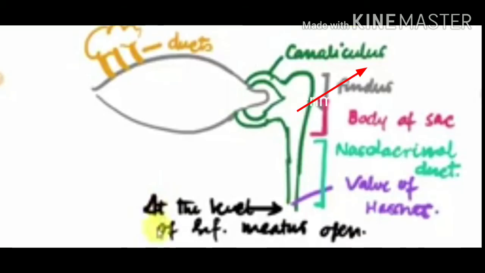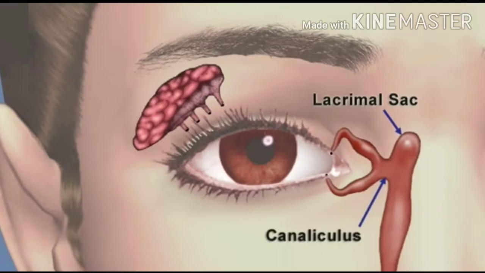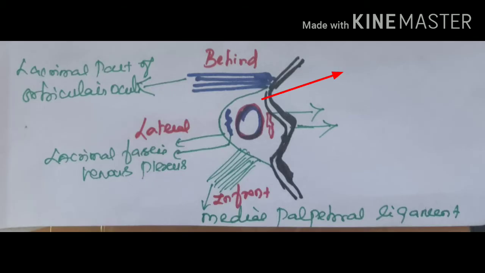Next is the lacrimal sac. It is a membranous sac 12 mm long and 5 mm wide. It is situated in the lacrimal groove behind the medial palpebral ligament. Its upper end is blind and lower end is continuous with the nasolacrimal duct.